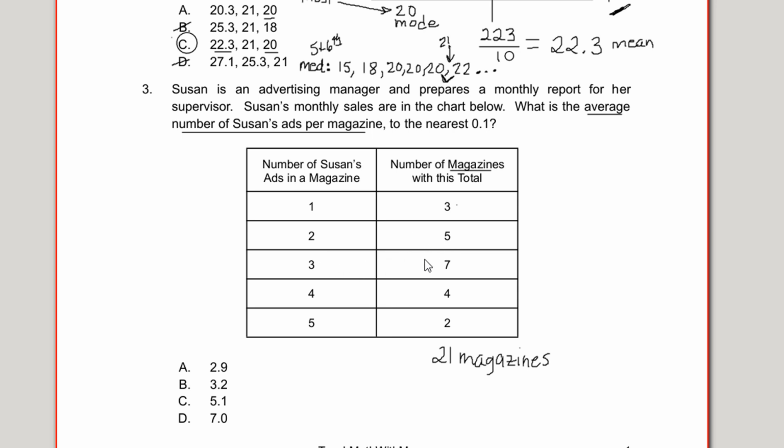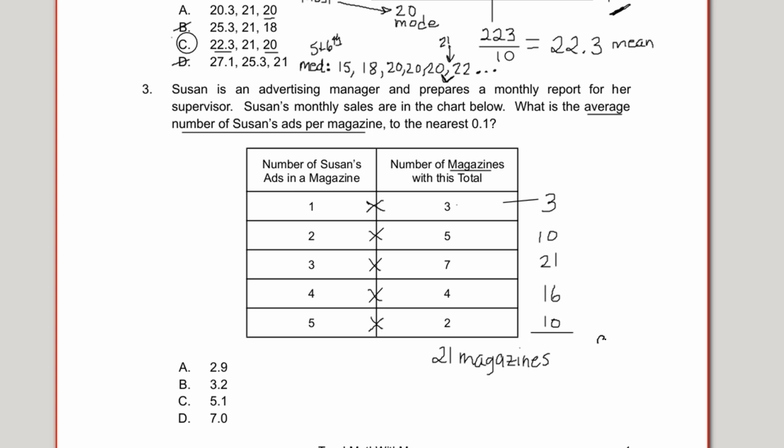And then to determine how many ads, she's got 1 ad in 3 magazines, 2 ads in 5, 3 in 7. So to get the total number of ads that show up, it looks like we're going to multiply across each one of these rows. So I'm going to say 1 times 3, she's got 3 ads here. 2 times 5, 10 ads there. 3 times 7 is 21. 4 times 4 is 16. And 5 times 2 is 10.